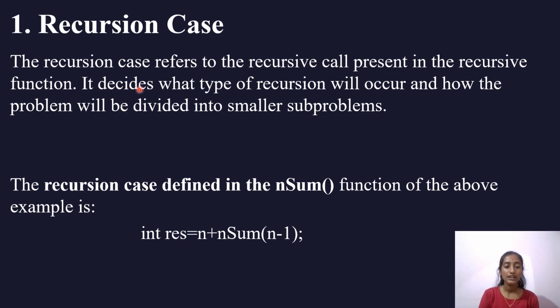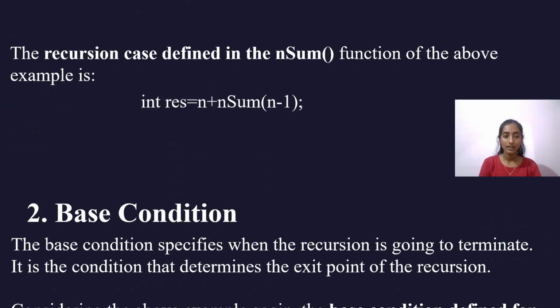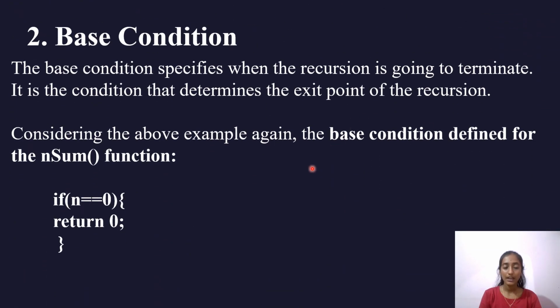Recursive case, as I said previously, refers to the recursive call present in the recursive function. It says what type of recursion will occur and how the problem will be divided into subproblems. In the example we have used this line. This is the recursive case. And as I said, first it will check the base condition. If it is true, it will come out of the program. If it is false, it will get inside the program.